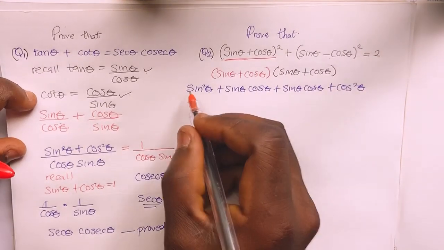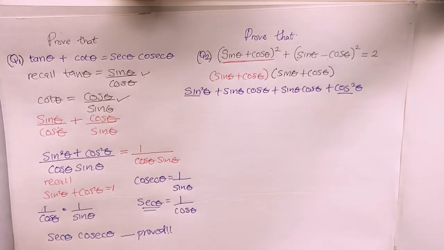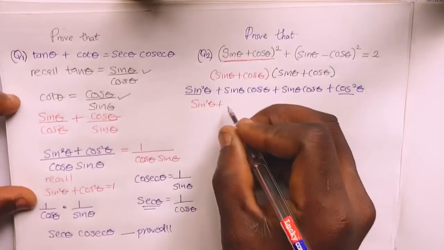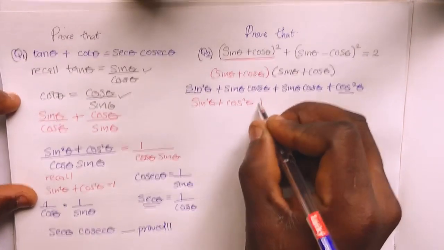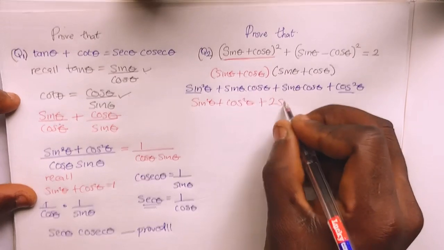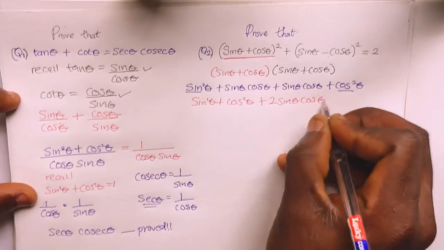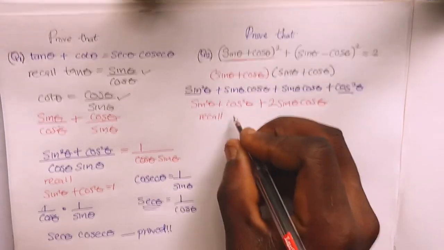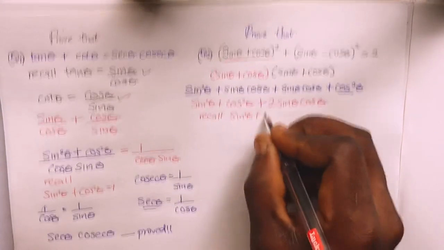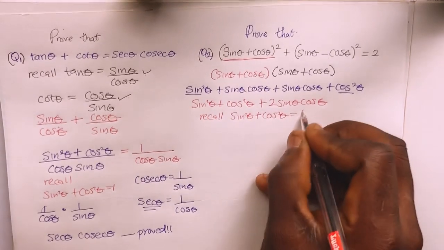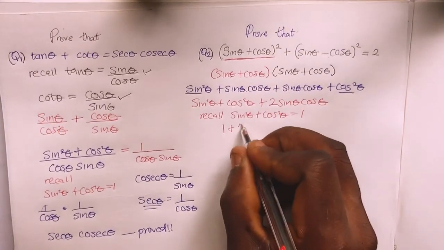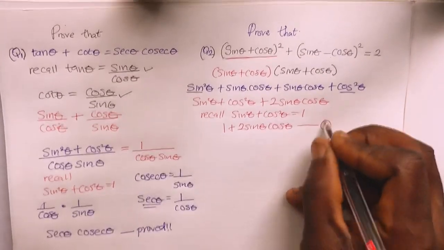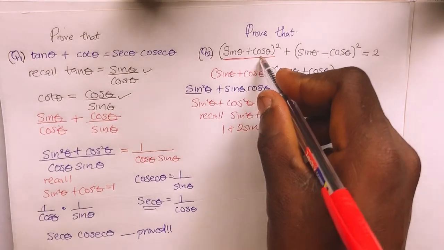Then try to simplify. I'm going to collect this and this together, because I have my identity that I can use on them. I'm having sin square theta plus cos square theta, plus this 2 sin theta cos theta. Can you see this? Then you can recall that sin square theta plus cos square theta is the same thing as what? 1. Then you're having 1 plus 2 sin theta cos theta. Then call this equation 1, because this is the first aspect that I expand.